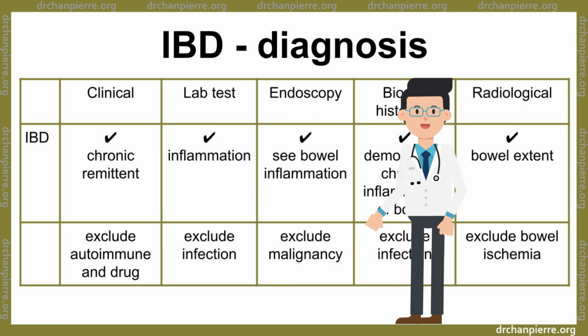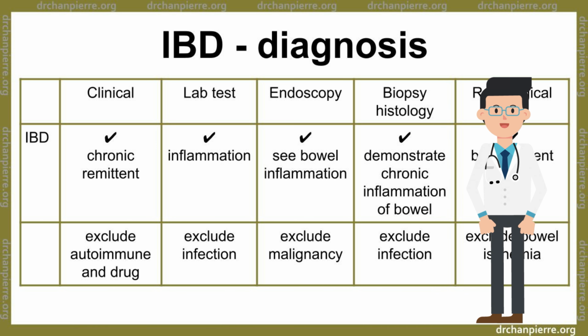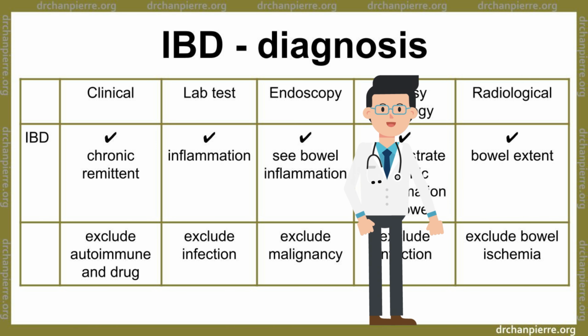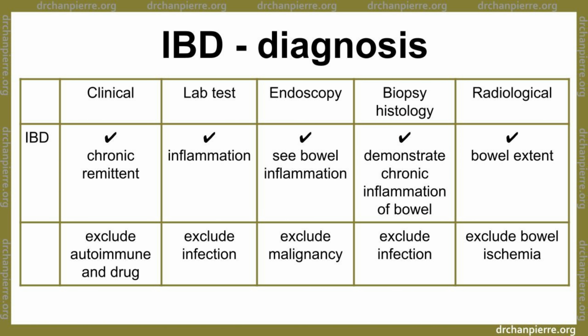In endoscopy, we can see the bowel inflammation by vision and exclude malignancy. With the help of biopsy, histological examination, chronic inflammation of the bowel can be demonstrated and infection can also be excluded. Last but not least, radiological imaging can help in showing bowel extent and excluding bowel ischemia. Therefore, the diagnosis of IBD is based on a combination of findings.